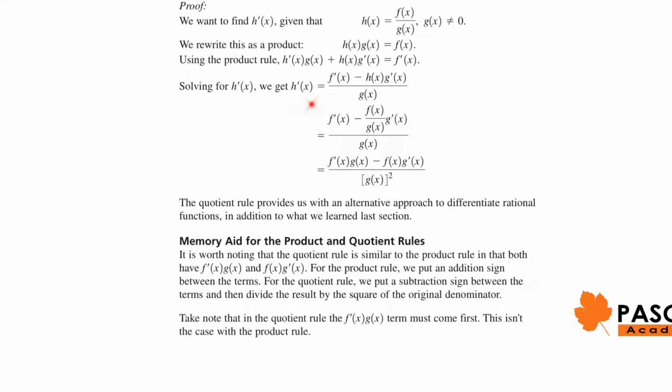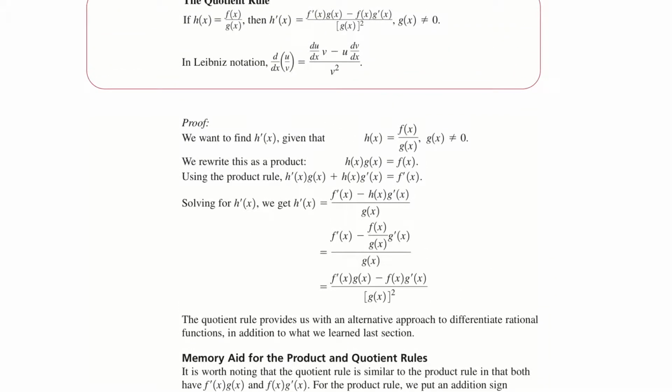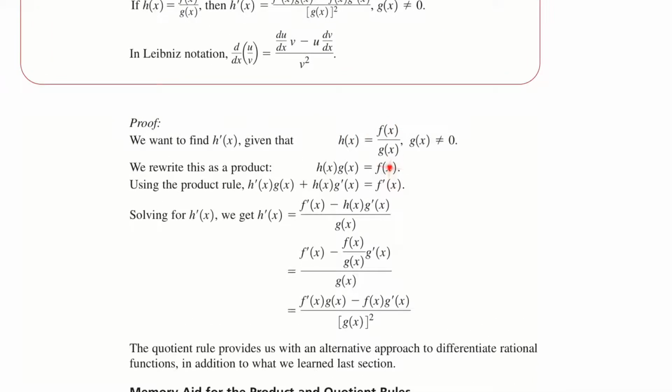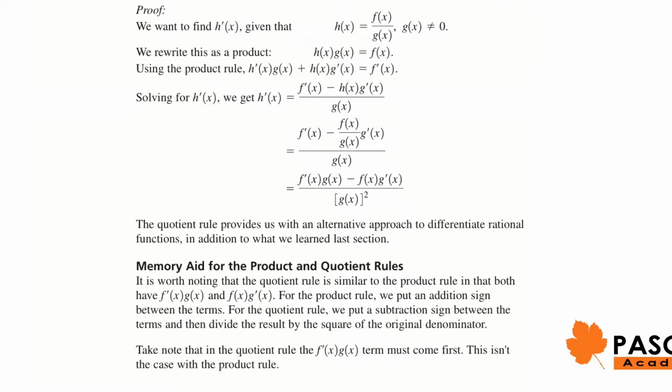The proof is very straightforward by writing the function f over g as f times g to the power of negative 1, or assuming h of x is f over g, then h of x times g of x is f of x. We apply the product rule, take the derivative of both sides, and isolate for h prime of x. H prime of x would be f prime of x minus h of x g prime of x over g of x. H of x is f of x divided by g of x, take the common denominator, and we have the formula.